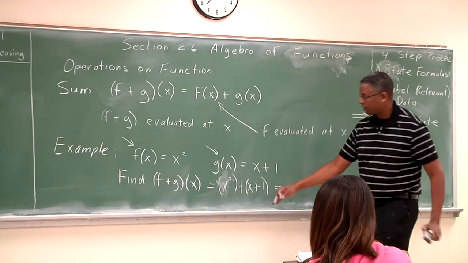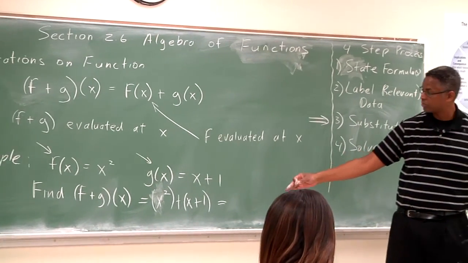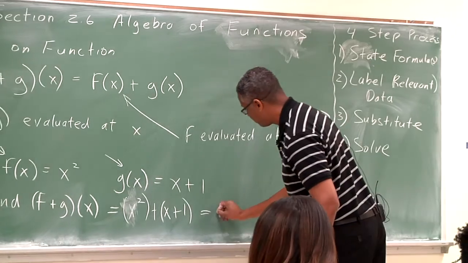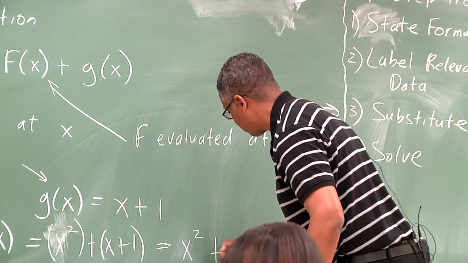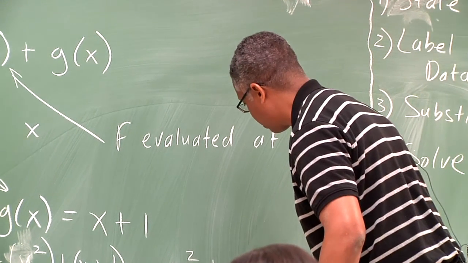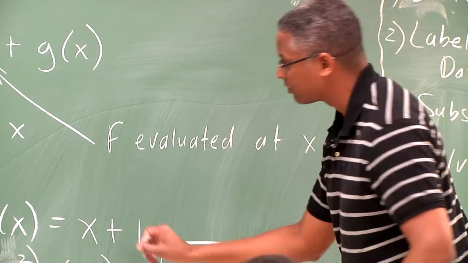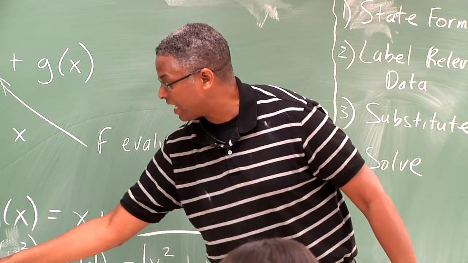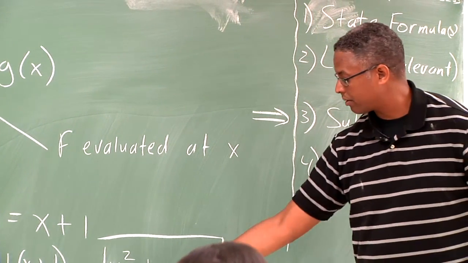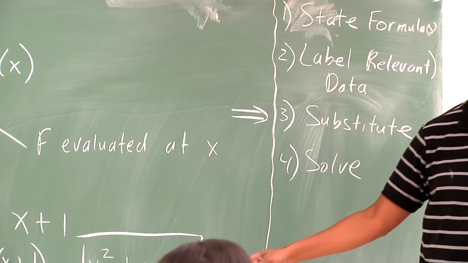And since there are no like terms, you can't combine any of these expressions. So the final answer is going to be x squared plus x plus 1. This is the final answer. So f plus g evaluated at x is x squared plus x plus 1.